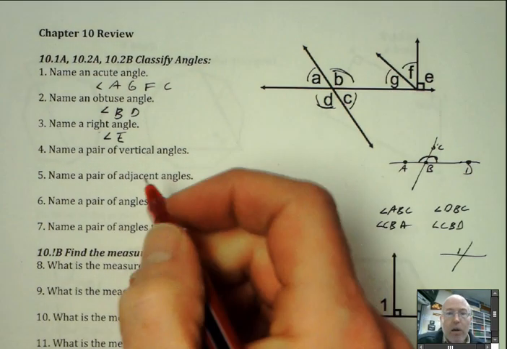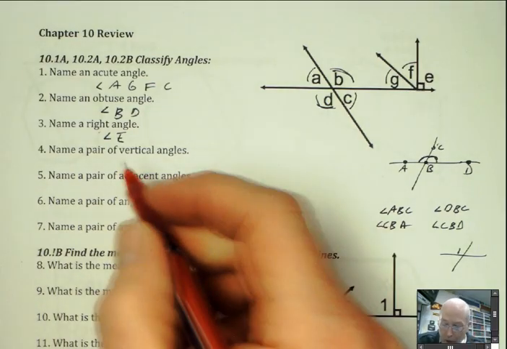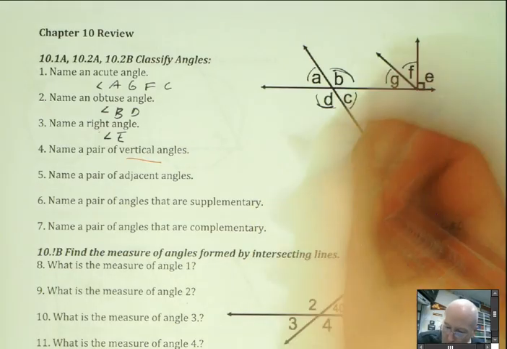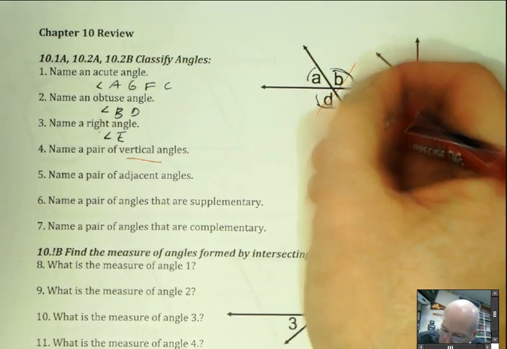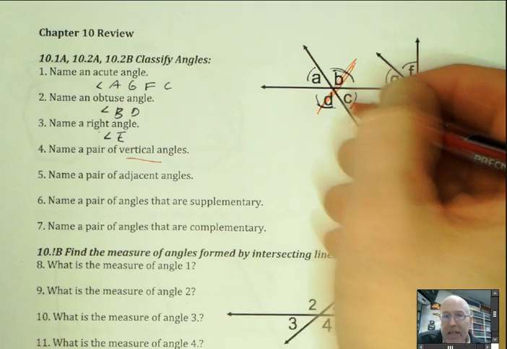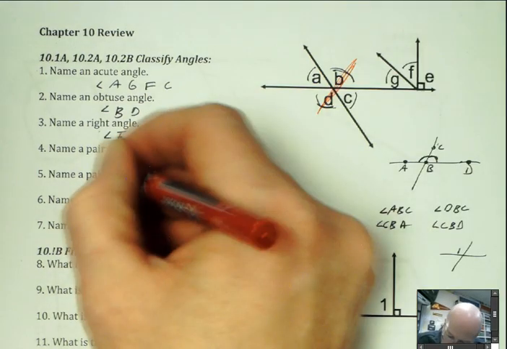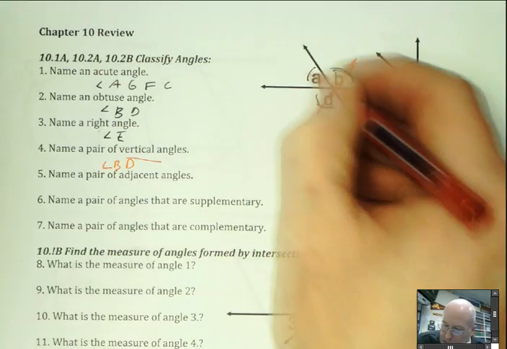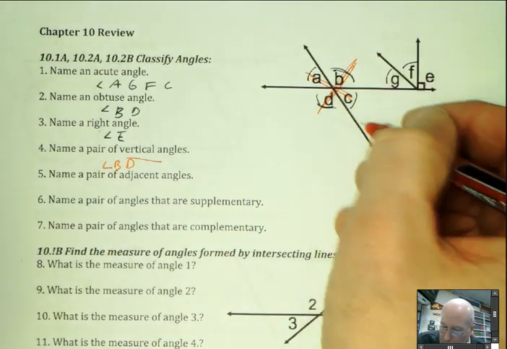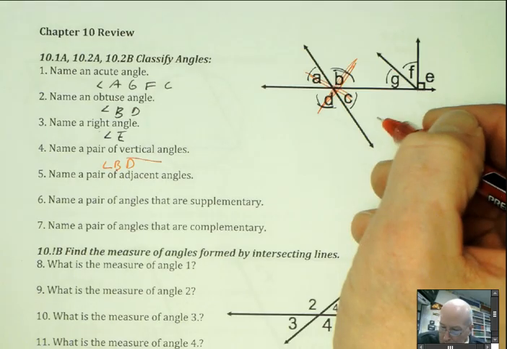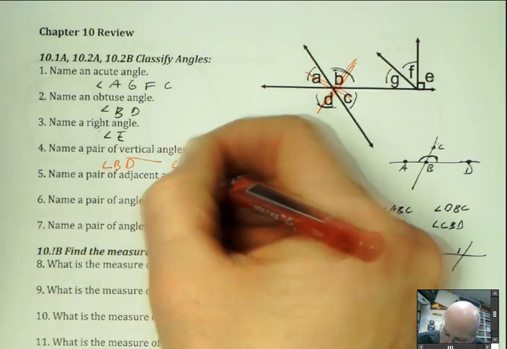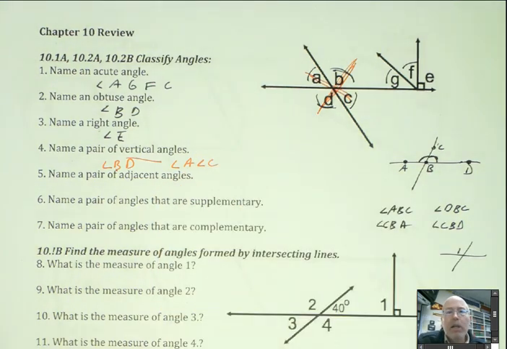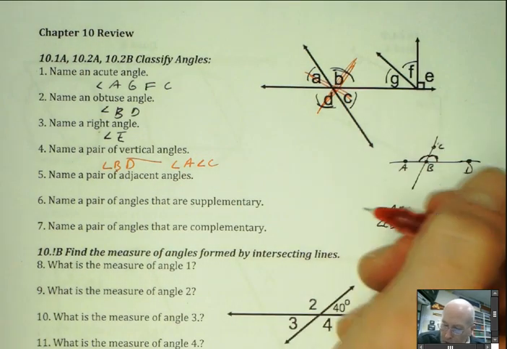So the next thing they want to know is what vertical angles are. Vertical angles are those angles that are across from one another. Like these two angles here are across from one another, B and D. So angles B and D, these are vertical. And then these angles here are across from one another. Sometimes we call them opposite angles. So angles A and C. You can write them a couple of different ways, but these here would be vertical angles.